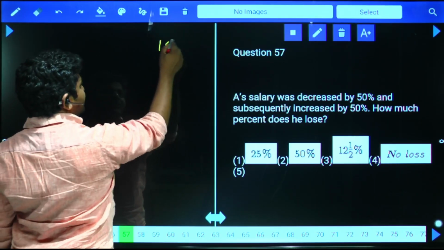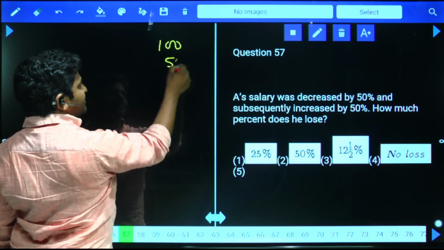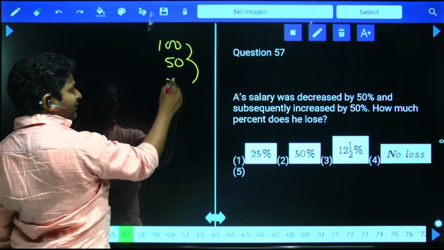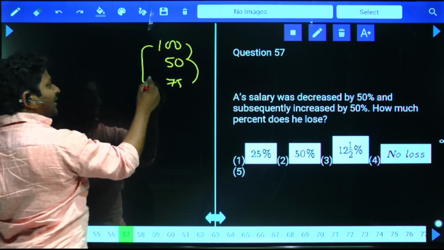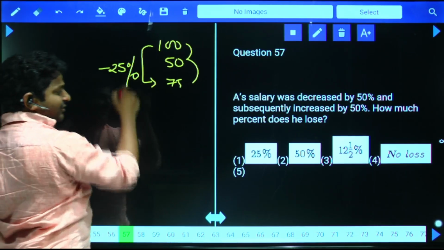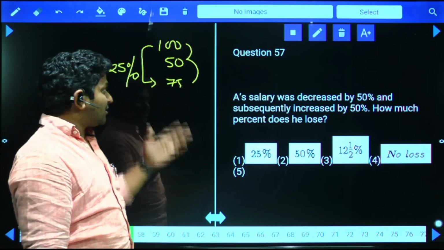Otherwise, our usual way, initial value is 100. First decreased by 50, it becomes 50. Again, the decreased value is increased by 50. 50 plus 25, that becomes 75. So overall, what happened? 100 becomes 75, decreased by 25%. So either you go for x square by 100% loss, or this way.